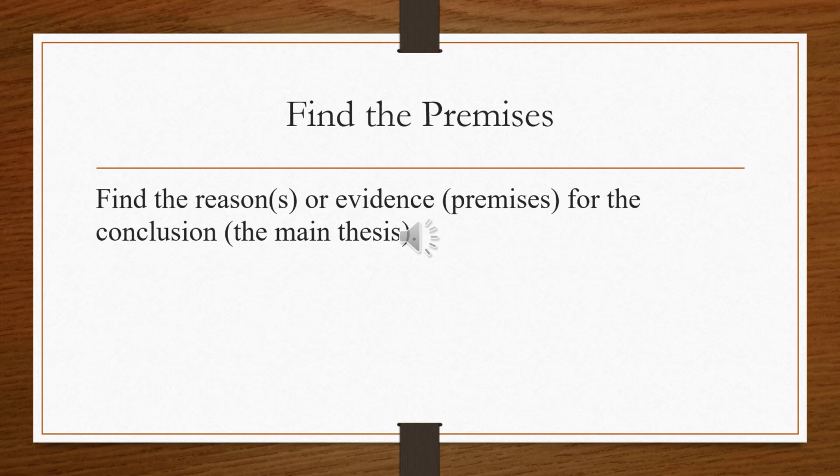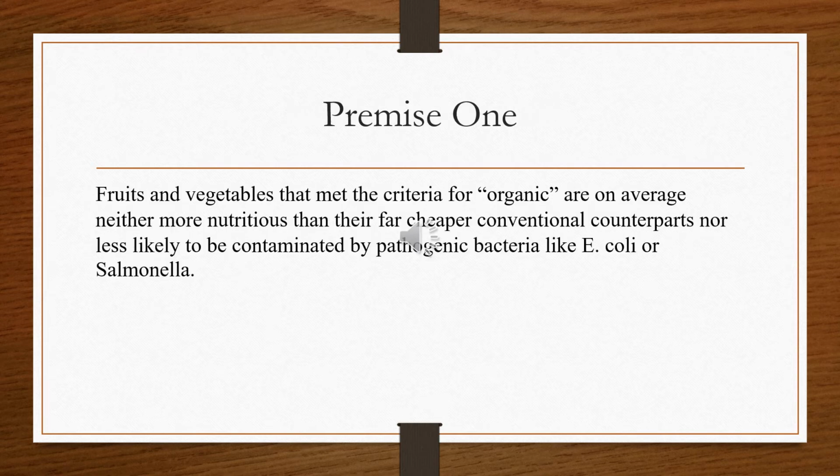So once we think we've identified the conclusion, now we have to look for the premises. And the way I've edited this argument, there should be three fairly clear premises claimed to support the conclusion. So let's take a look at these individually. So what's one reason why we shouldn't eat organic fruits and vegetables? Well, the first premise is that fruits and vegetables that met the criteria for organic are on average neither more nutritious than their far cheaper conventional counterparts, nor less likely to be contaminated by pathogenic bacteria like E. coli or Salmonella.